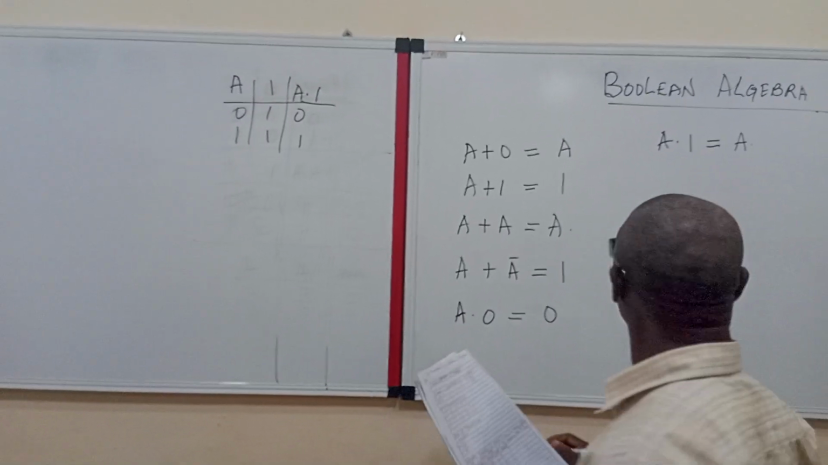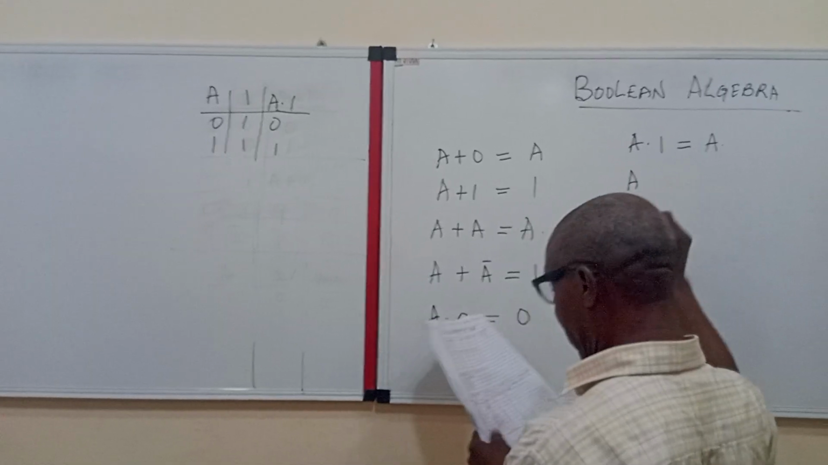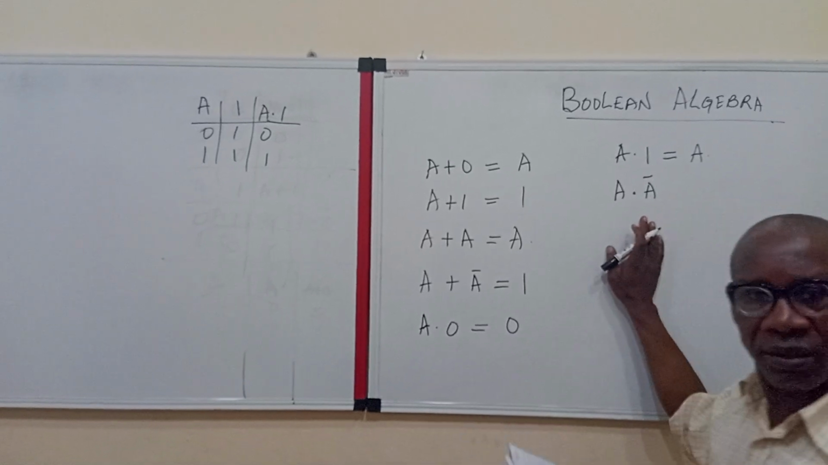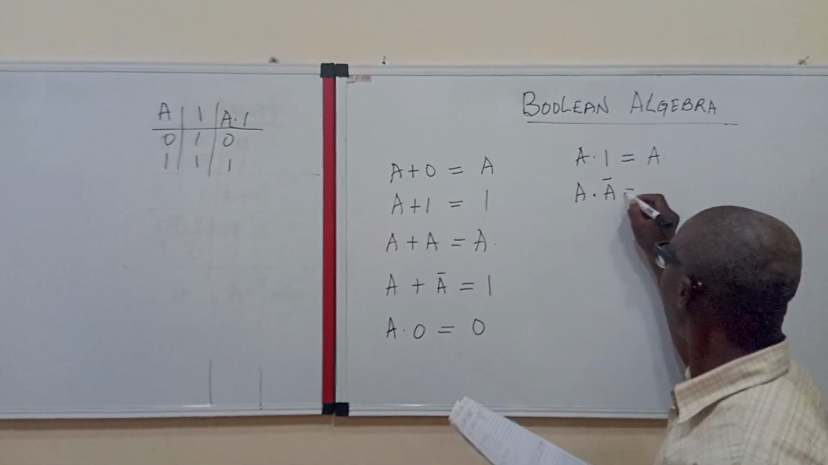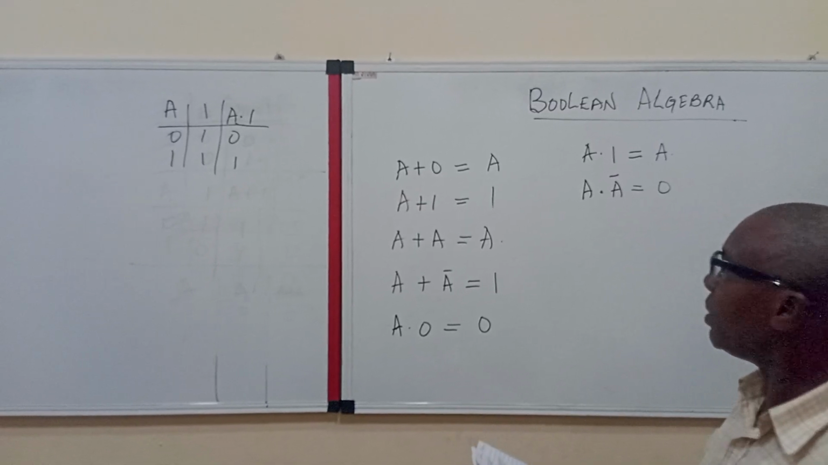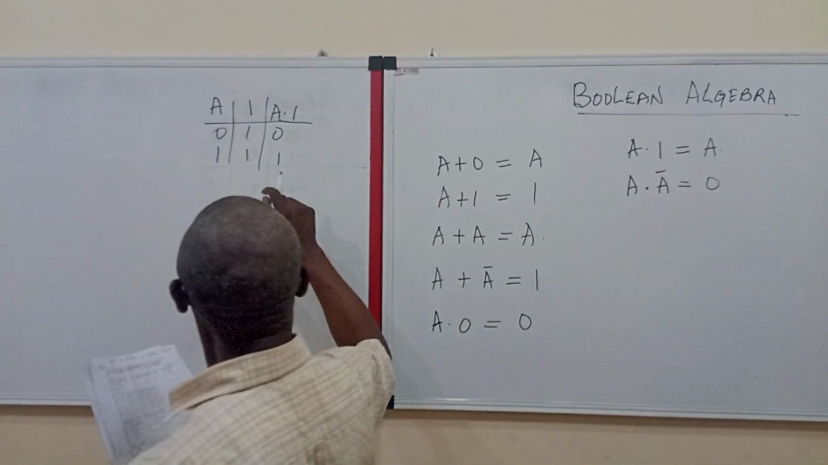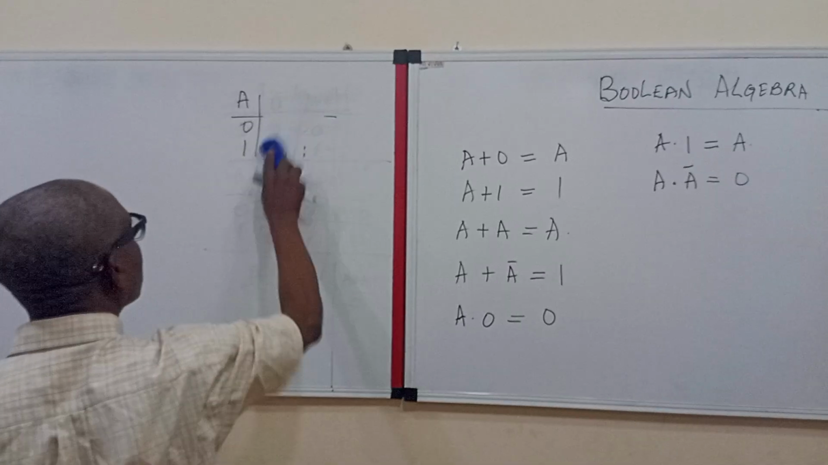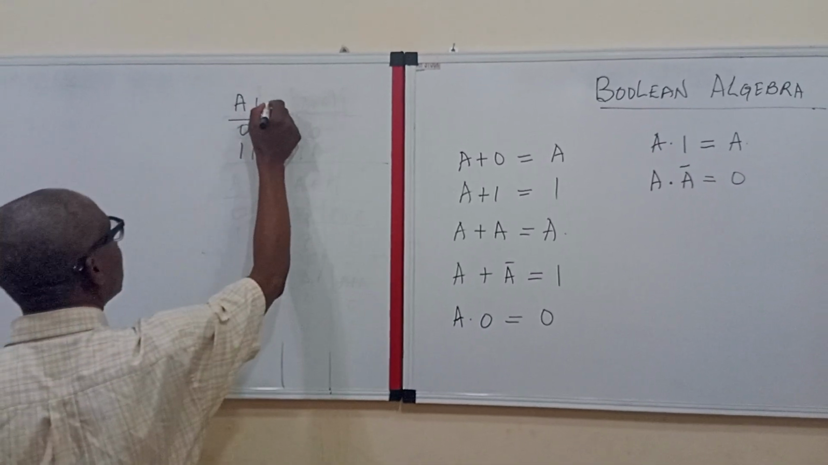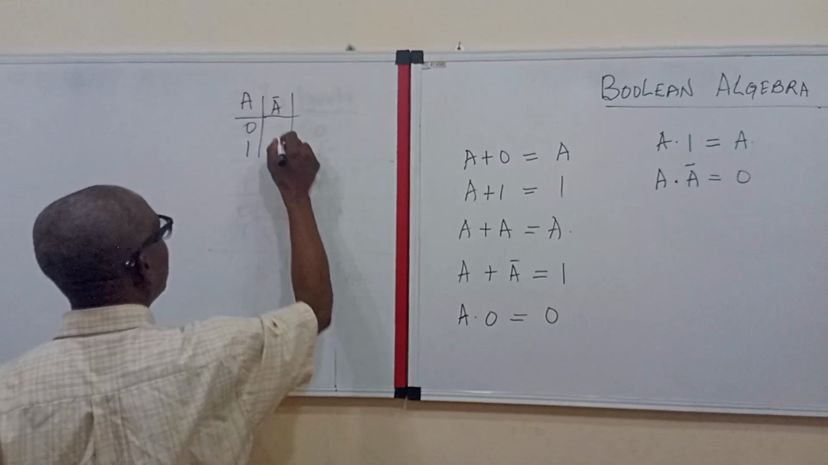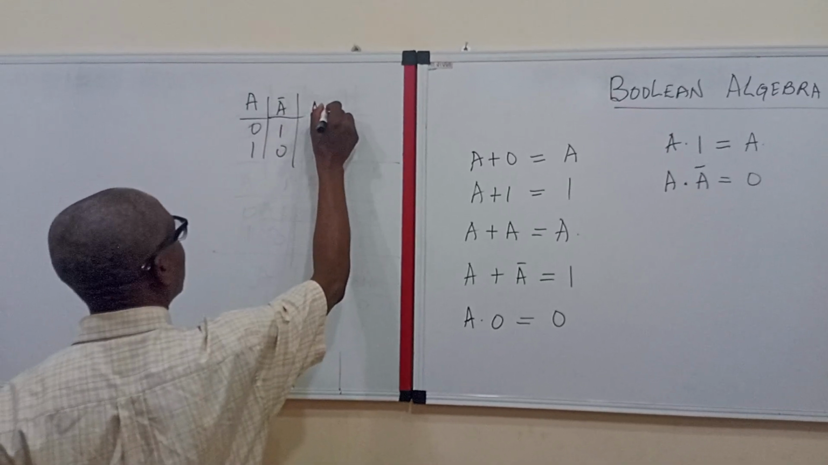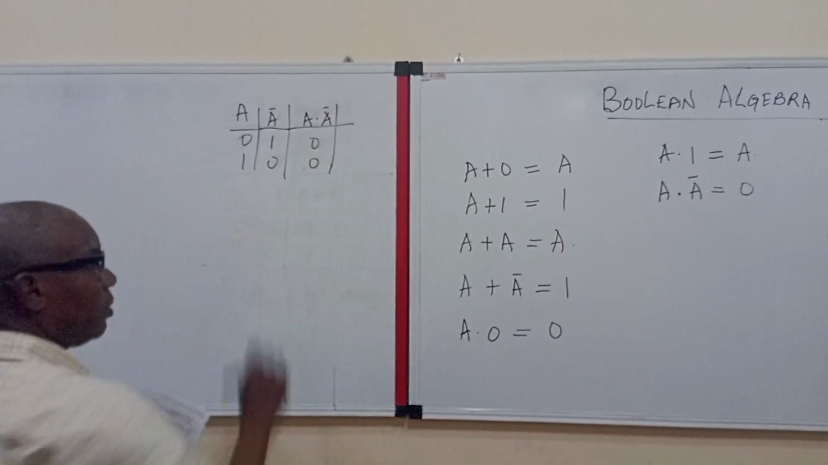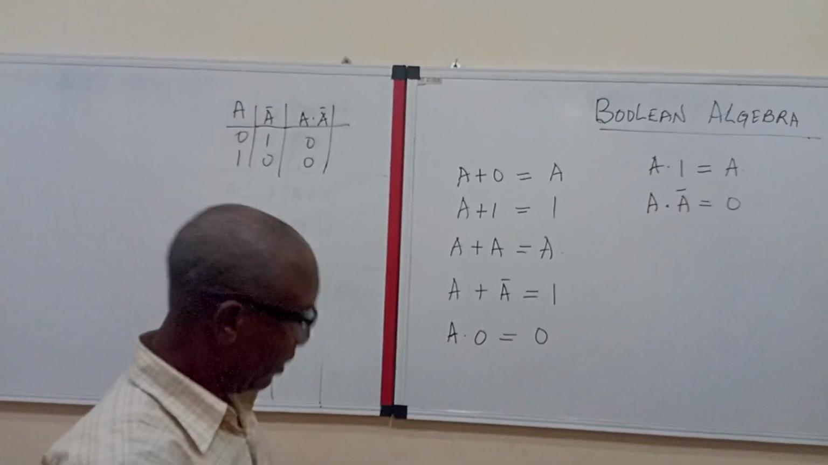Now the next we'll use as a premise is A dot A bar, which is the negation of A. That will give us 0, because the negation of A will be 1 and 0, and so A dot A bar will give us 0, 0. That is that.